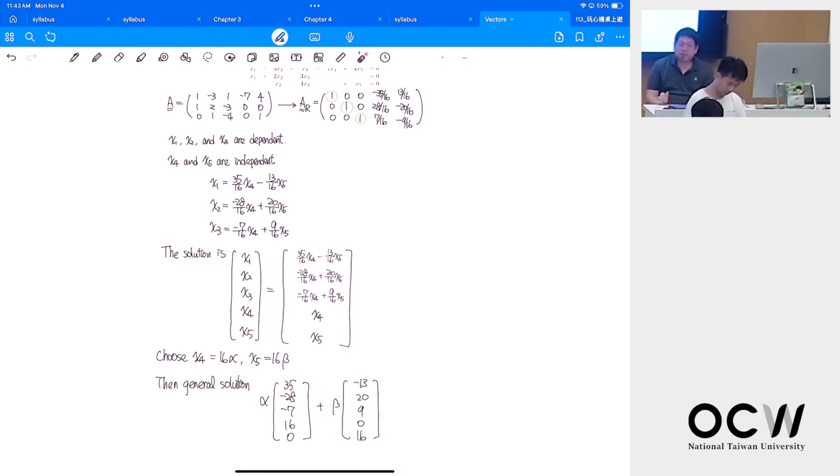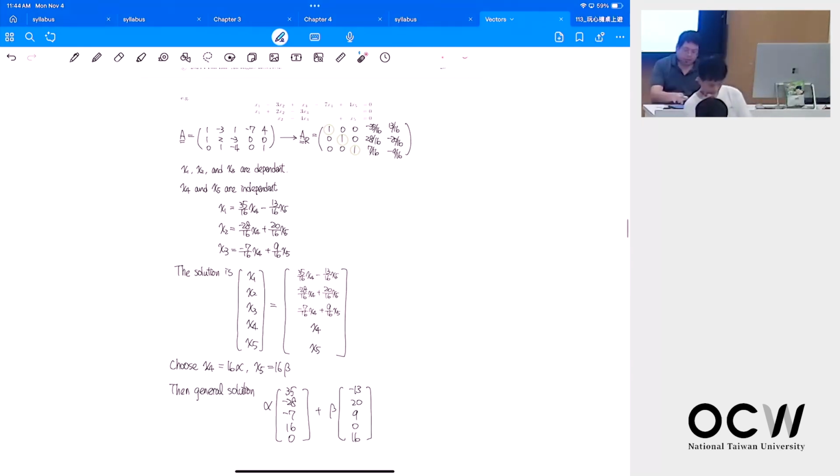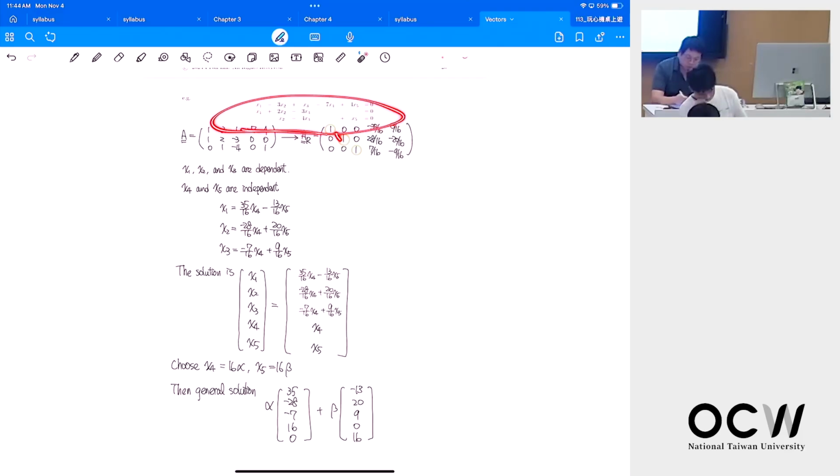How do we know how many dependent variables or independent variables we have? Or when you see the system of equations, how can I determine their rank, their dimension? Or how can I predict how many independent or dependent solutions we have?